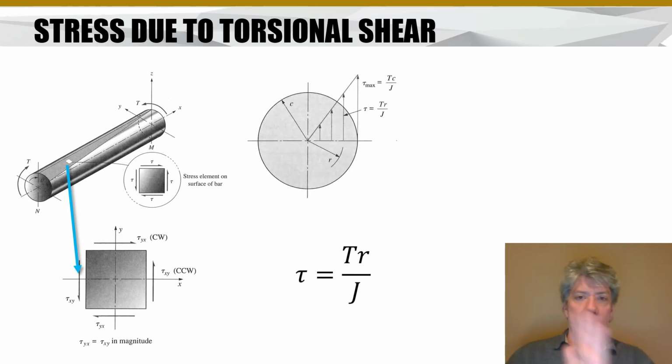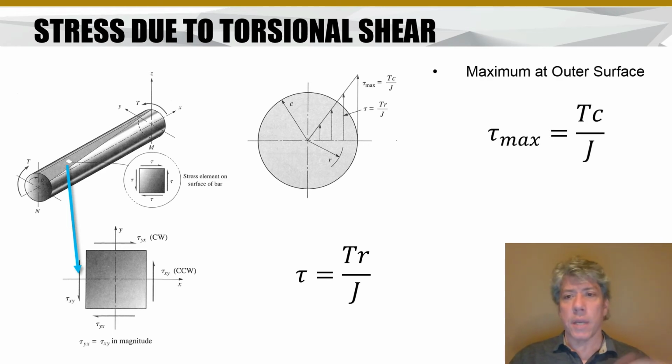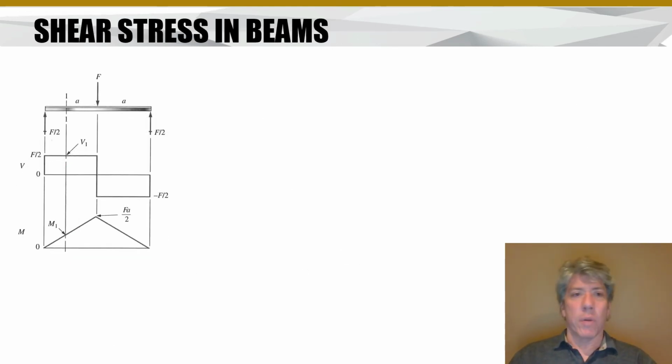Now, we realize that within the material, within the cross-section of the rod, the shear stress actually decreases. It's maximum at the outer face and goes to 0 at the center. And we can calculate that stress as TR over J, or if we're interested only in the maximum shear, that occurs at the outer surface and is TC over J, where R becomes the outer radius C. So it's maximum at the outer surface, and we can calculate it anywhere we want.